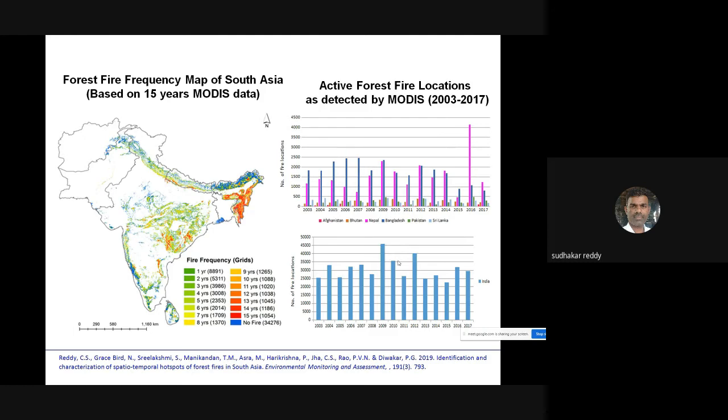This graph shows the number of active fire detections for different countries as well as for India. For India, at an annual scale, the active fire locations reported by MODIS sensors are more than 25,000 per year. So it is very clear that fires happen every year, but the areas may differ spatially as well as temporally.